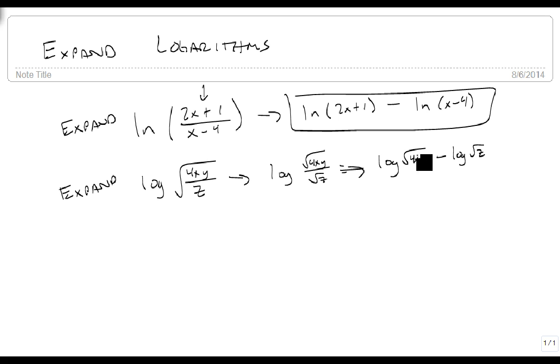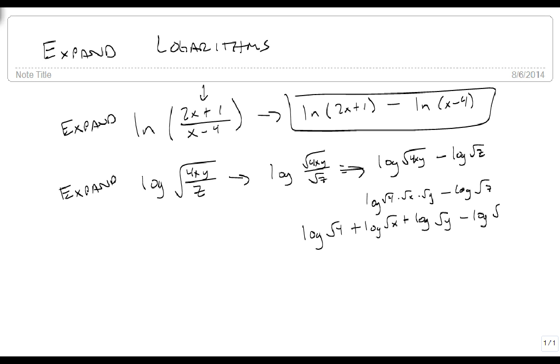But we need to go farther in both of these cases because we don't want any powers. We just want single numbers, and we don't want any multiplication going on either. So this is the log of the square root of 4 times the square root of x times the square root of y, minus the log of the square root of z. So we get log of the square root of 4 plus log of the square root of x plus log of the square root of y minus log of the square root of z. And I'm going to very carefully look at this one and say, oh, that's just log 2. Square root of 4 is 2.